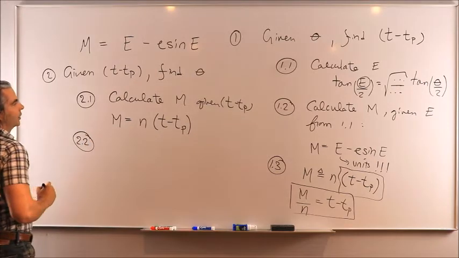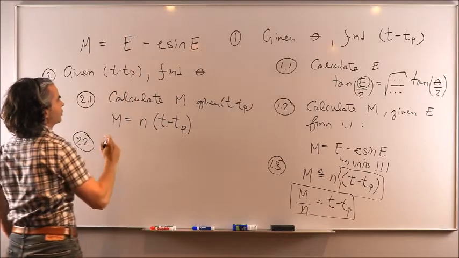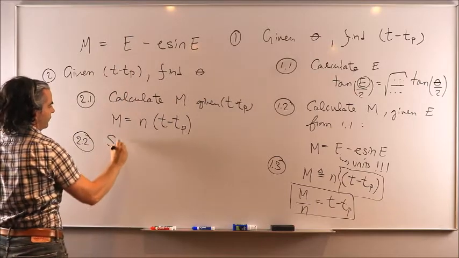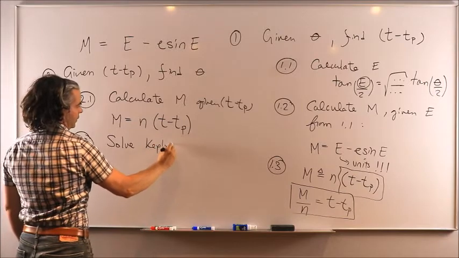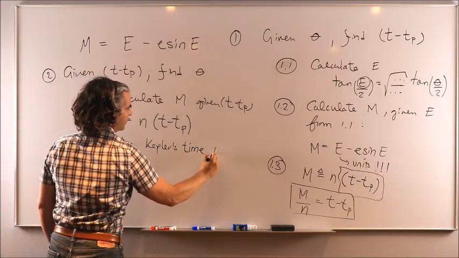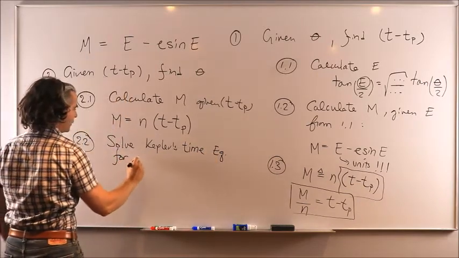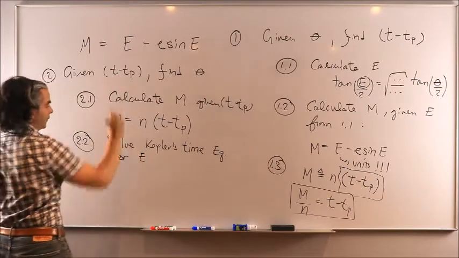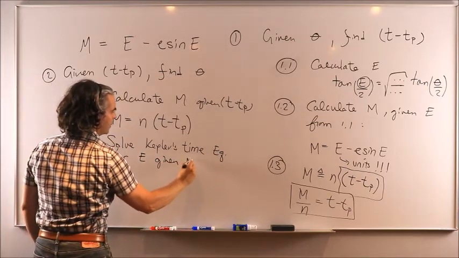And then in 2.2, given the mean anomaly, you have to solve that equation for the eccentric anomaly. Solve Kepler's time equation for eccentric anomaly given the mean anomaly.